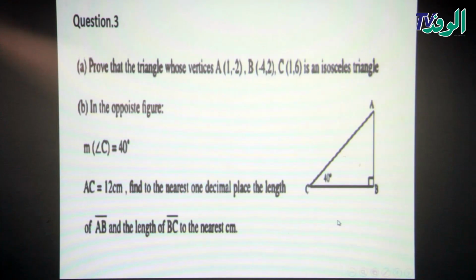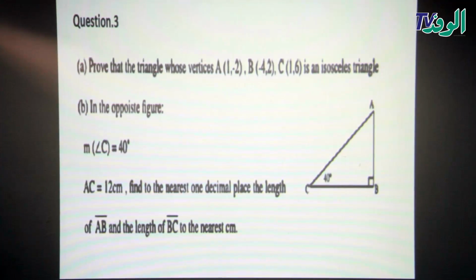Let's start question number 3. Number A, prove that the triangle whose vertices 1 negative 2, negative 4 2, 1 6 is an isosceles triangle. To answer this one we have to find the three side lengths of the triangle. يعني لازم نجيب AB, then BC, then AC. لازم هنلاقي في منهم اتنين قد بعض يبقى كده we have isosceles triangle.